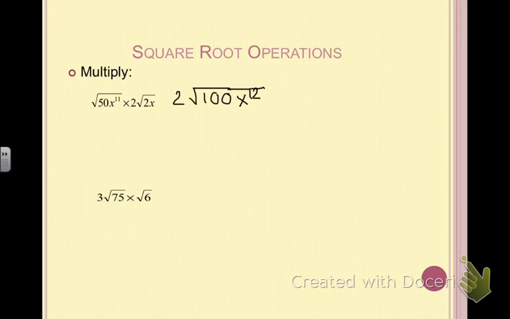Now simplify the single radicand. The square root of 100 is 10, and the square root of x to the 12th power is x to the 6th power. Don't forget about the factor of 2 in the front. 2 times 10 is 20, so our final simplification is 20 x to the 6th power.